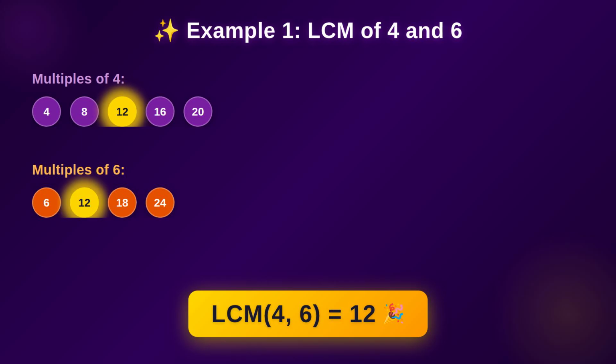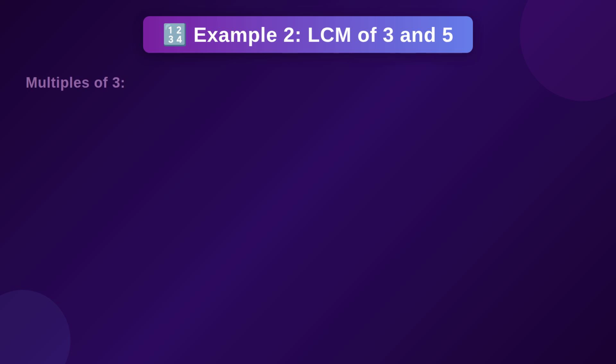This means if Maya had a fraction with 4 on the bottom and a fraction with 6 on the bottom, she'd convert them both to 12ths. Perfect common denominator, found in seconds. Now let's try LCM of 3 and 5.